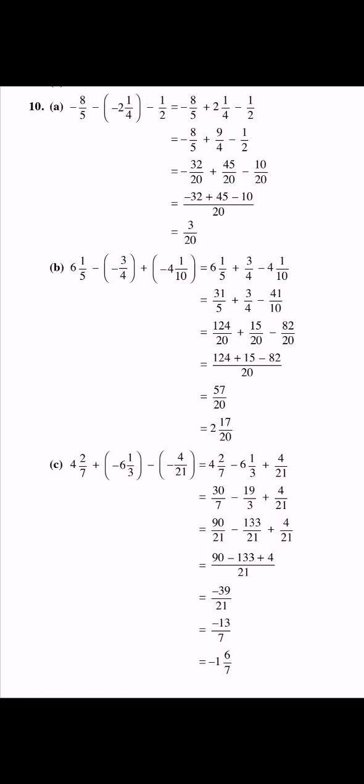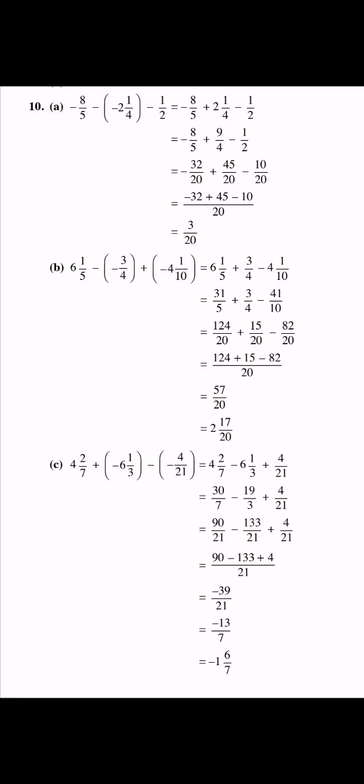Moving on, we will simplify our first and third term, which are 6 whole 1 divided by 5 and 4 whole 1 divided by 10. Simplifying our first term, 6 whole 1 divided by 5, by multiplying 5 with 6, which gives us 30, and adding 1 to the 30, it will become 31 divided by 5. And our third term, which is minus 4 whole 1 divided by 10, by multiplying 10 with 4, it gives us 40, and adding 1 to the 40, it will become 41 divided by 10.